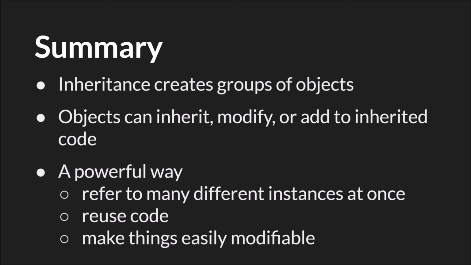In summary, inheritance allows you to create groups of objects, sort of a class or a type. And objects can inherit, modify, or add to inherited code. And this is an incredibly powerful way to refer to many different instances at once, reuse code, and make things easy to modify and maintain.